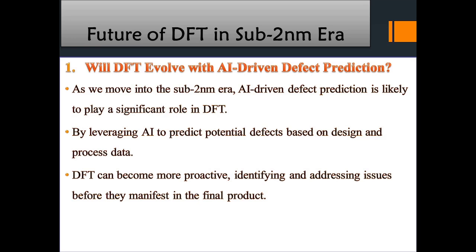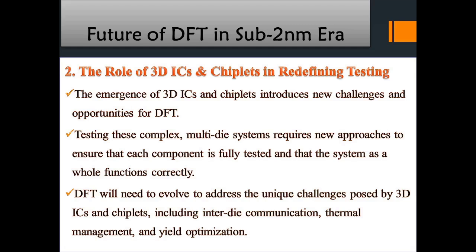So let us see what the future of DFT in the 2nm era is. Here arises a question: will DFT evolve with AI driven defect prediction? As we move into the 2nm era, AI driven defect prediction is likely to play a significant role in DFT. So DFT becomes more proactive, identifying and addressing the issues before they manifest in the final product, by leveraging AI to predict the potential defects based on the design and the process data. So sure, we can tell that DFT will evolve with AI driven.